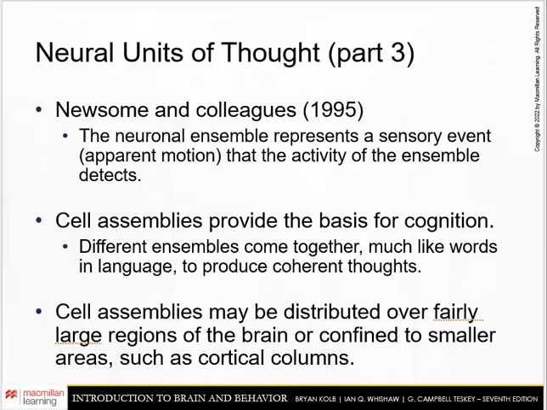Similarly, with these cell assemblies, any one by itself may not actually provide a very clear picture of the experience the individual has, but it's the combination of the assemblies together that ends up producing this experience. Now, the cell assemblies may be distributed over fairly large regions of the brain or confined to smaller areas, such as cortical columns.